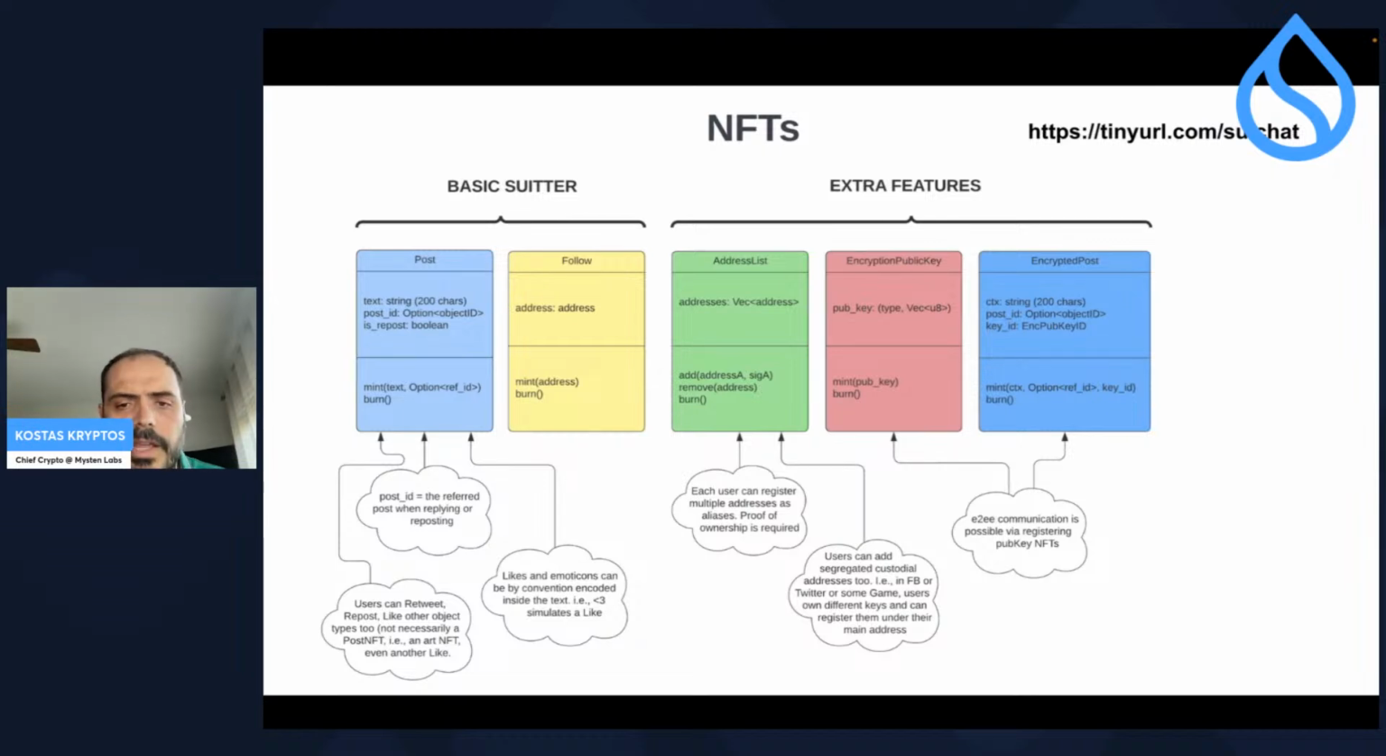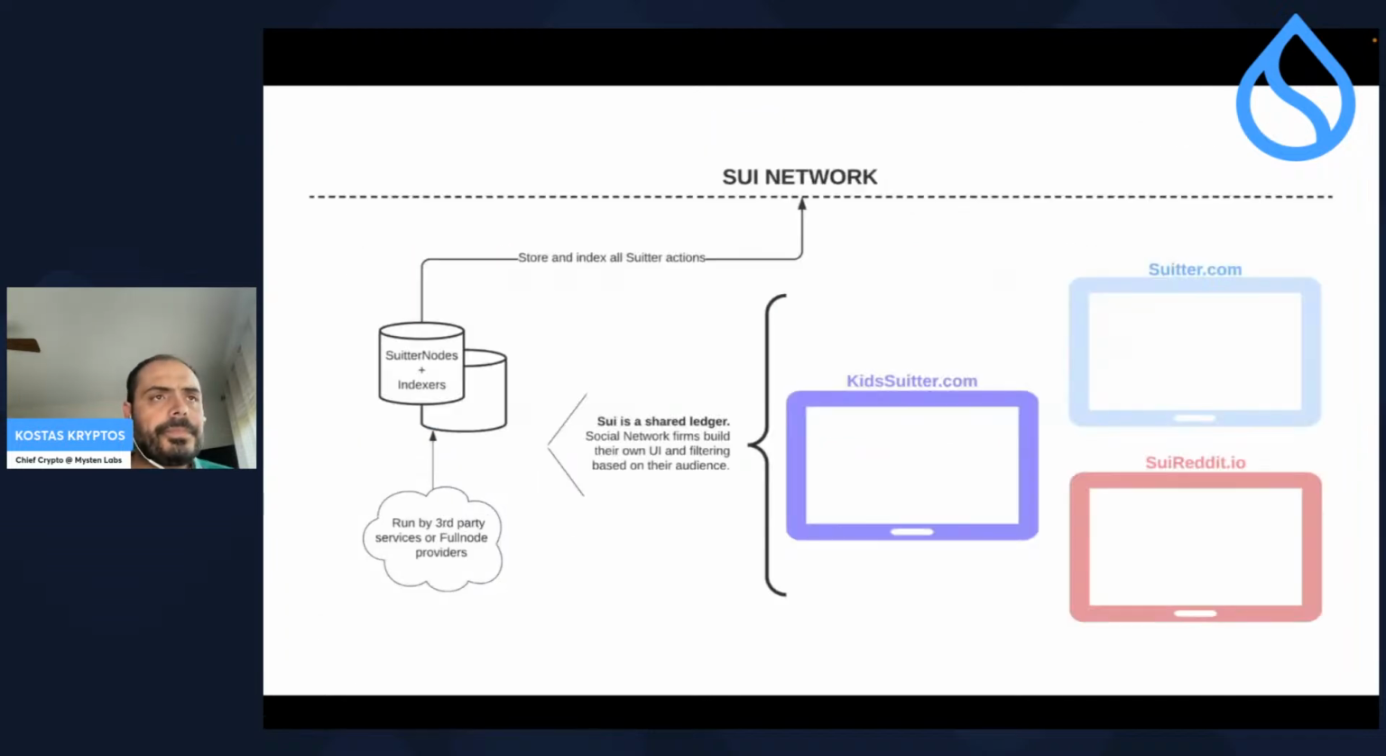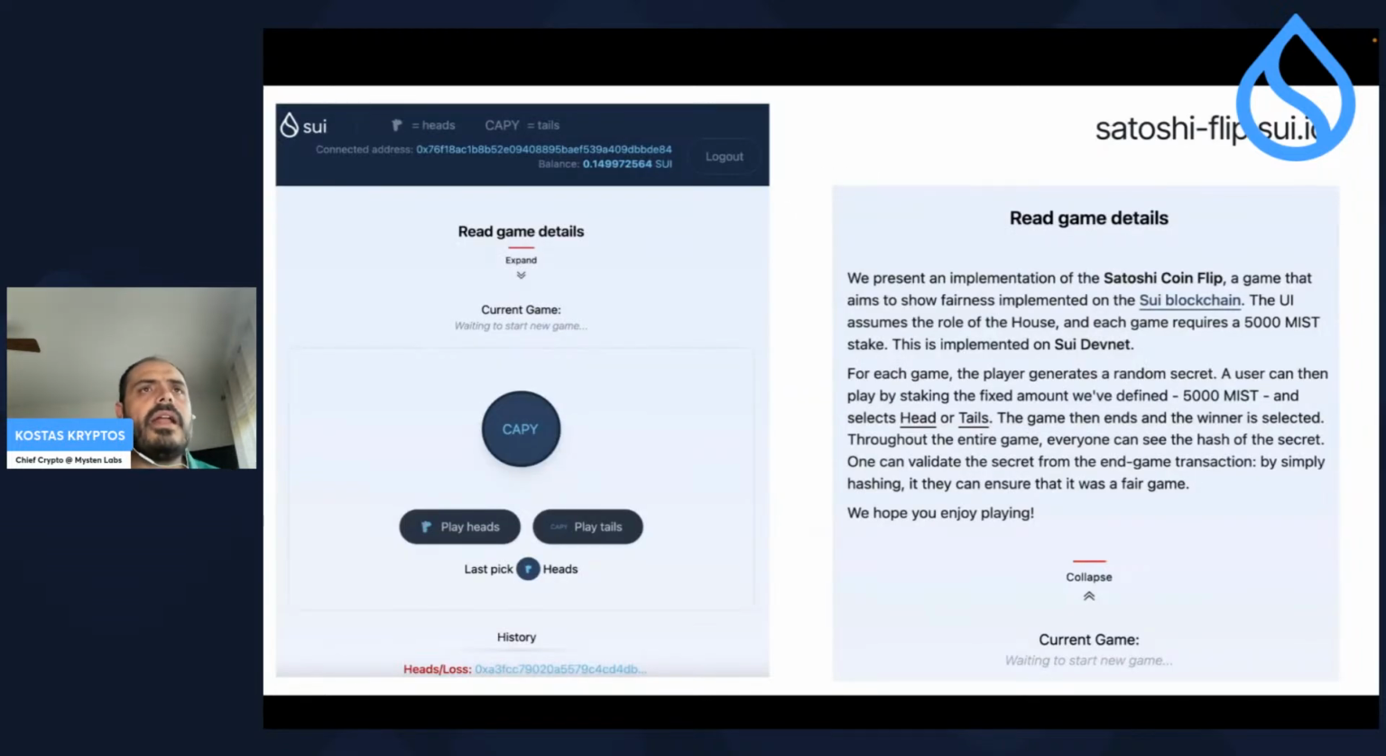So something that you have to take into account if you want to create a Twitter on SUI, it's very easy, right? Each post can be an NFT, and something that is important, under your SUI account, you can create an NFT called a public key. People can register their public keys, and now using this, I can send you encrypted posts. So you can create a Signal or WhatsApp in SUI today. And then I can explain that we have Satoshi coin flip and all of this.